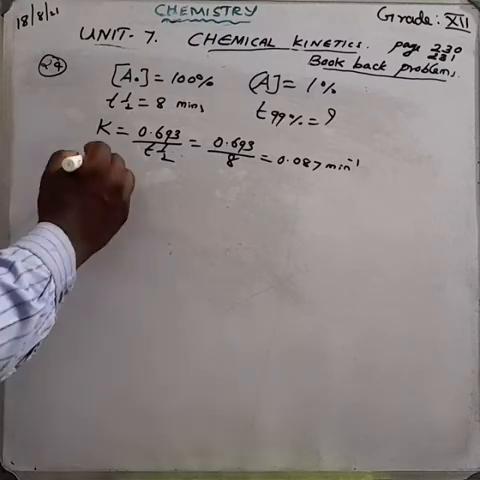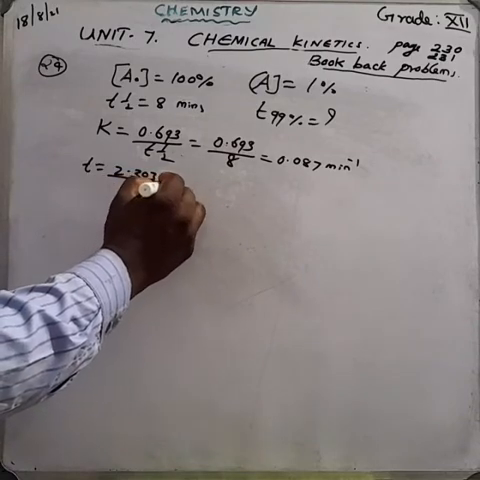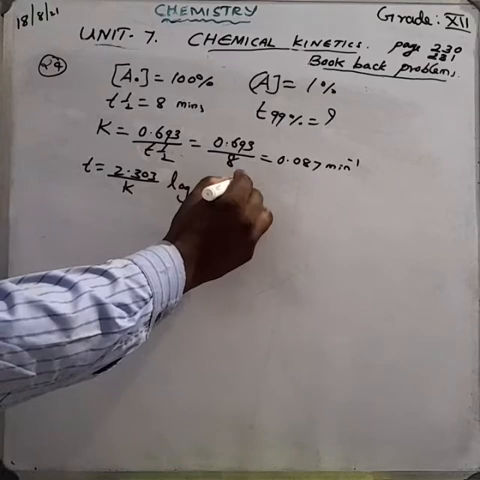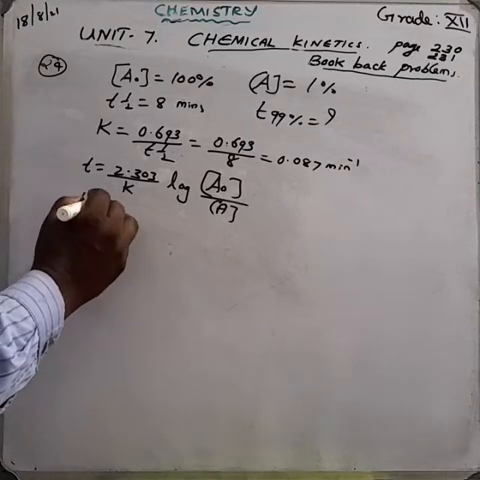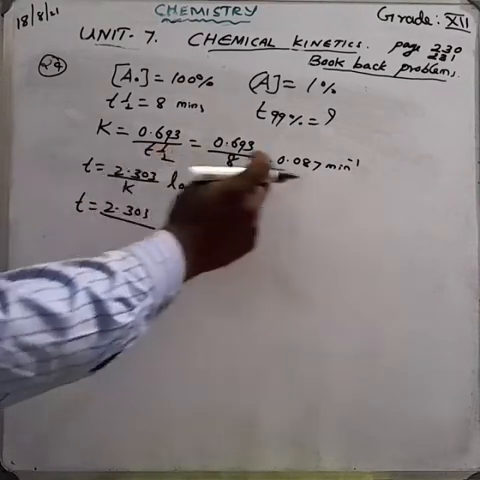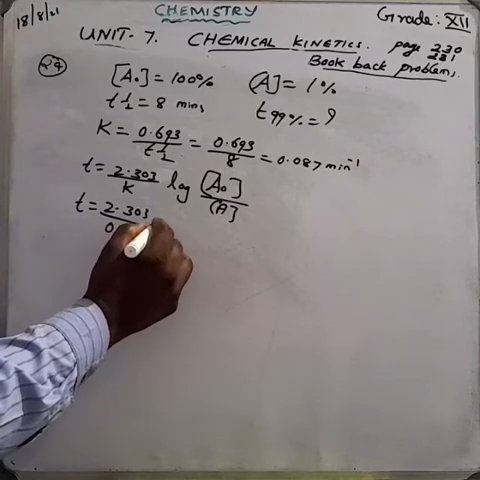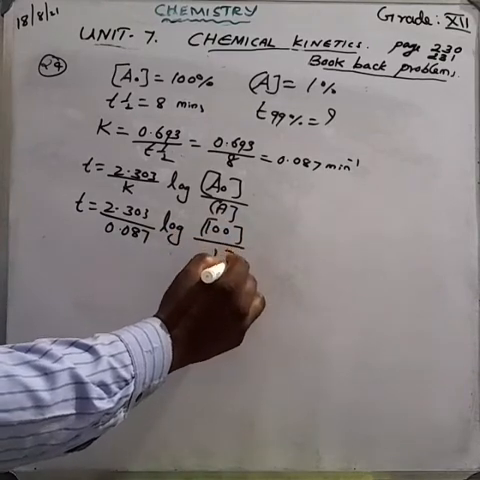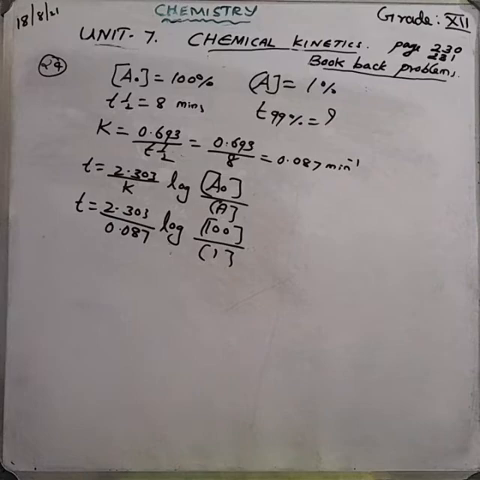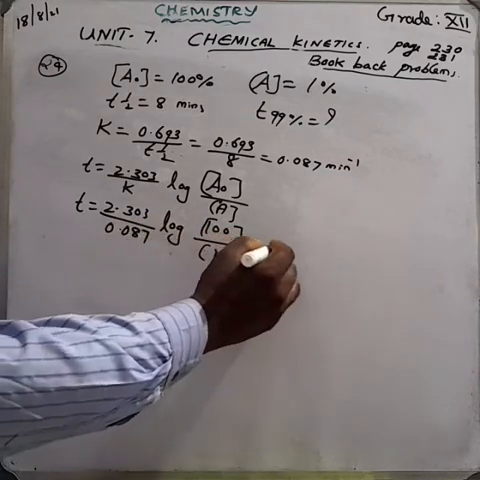T is equal to 2.303 divided by K log A naught by A. Next step, T is equal to 2.303 divided by the value of K. K is already given as 0.087, into log 100 divided by 1. We know that 100 can be written as 10 square. Okay, like that we have to write.